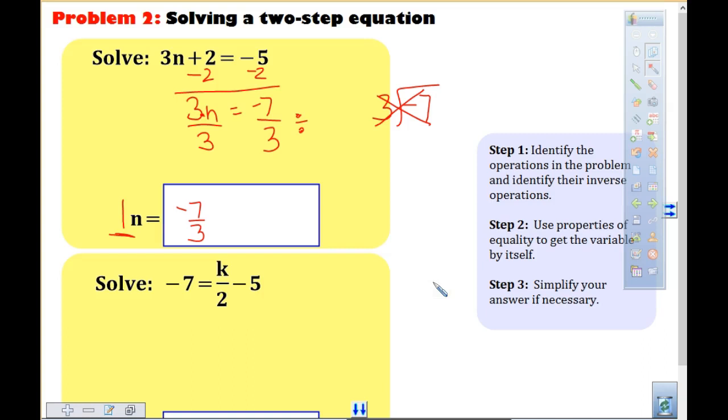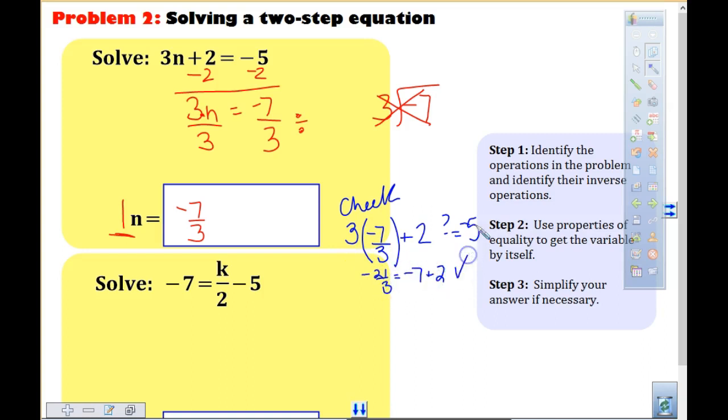It's negative 7/3. And if we check this, I'm going to take 3 times negative 7/3 plus 2, and the question is, does it equal negative 5? If I multiply this, I get negative 21 over 3, which is negative 7, plus 2. That checks. It is negative 5. Okay? So that's how I can do the check.